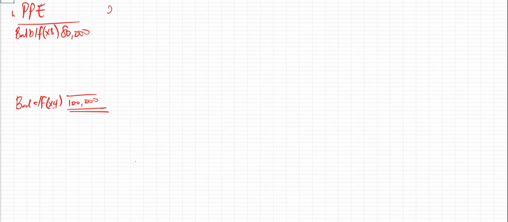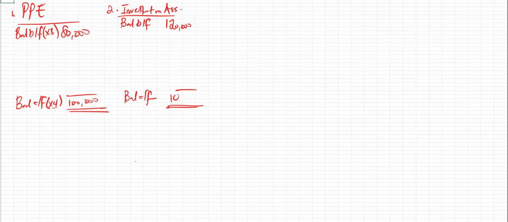So the next thing on the account was what? It's investment in associates. So balance brought forward was 120,000. Balance carried forward, you're saying, well, 140,000. Good.